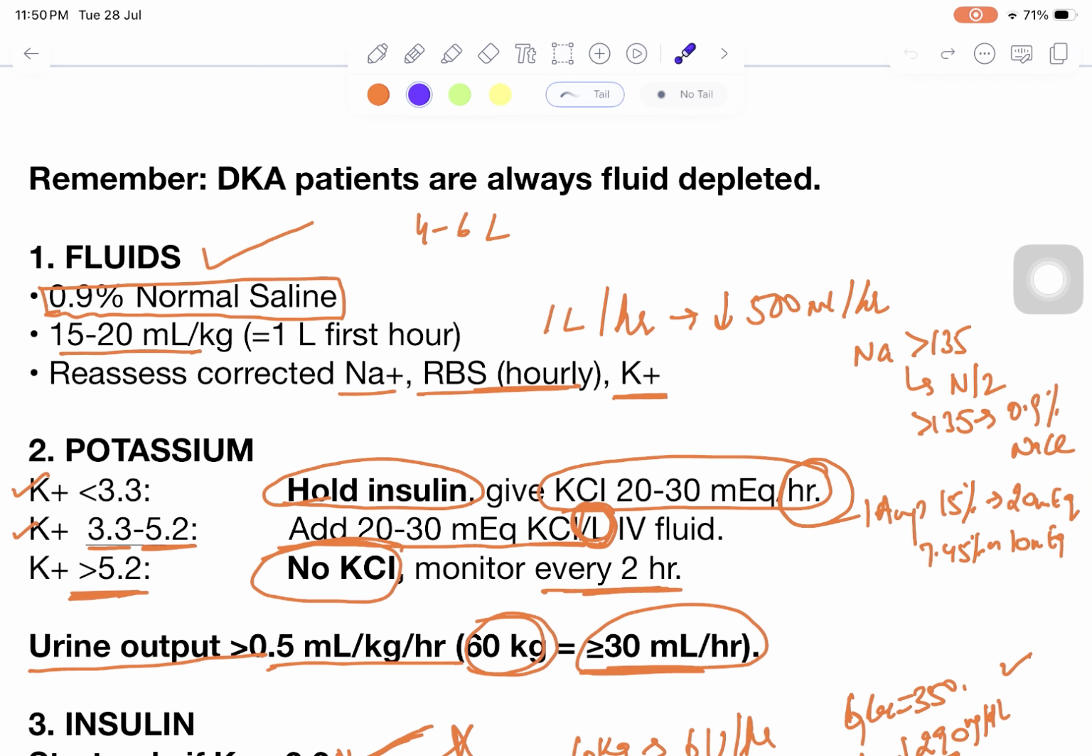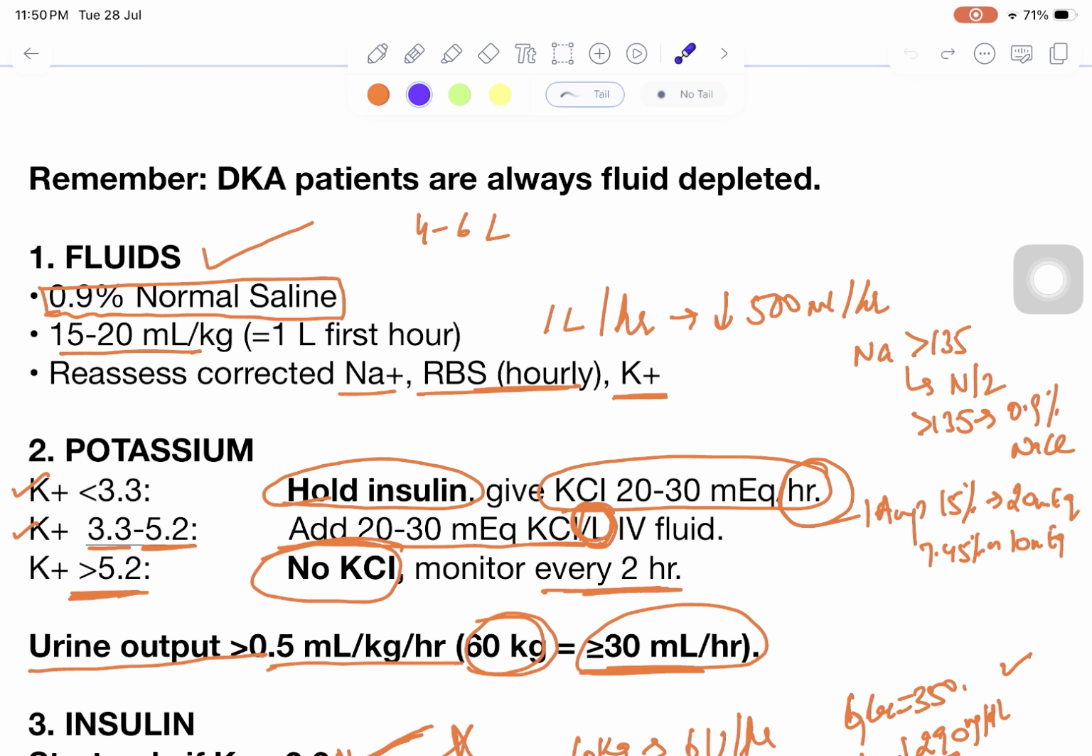Then the most important part is the fluid. So in a DKA patient, the main fluid deficit is 4 to 6 liters. So you have to give 0.9% NaCl. In the first hour, you have to replace 1 liter of the fluid. That means you have to give 2 bottles of NS.